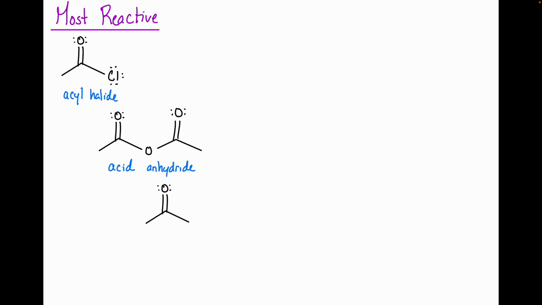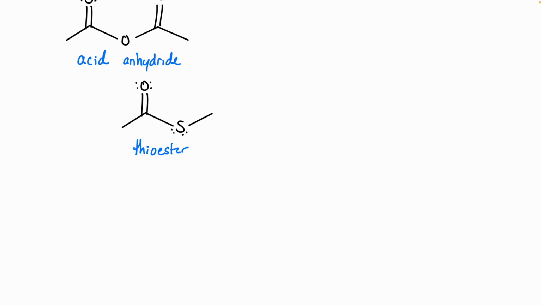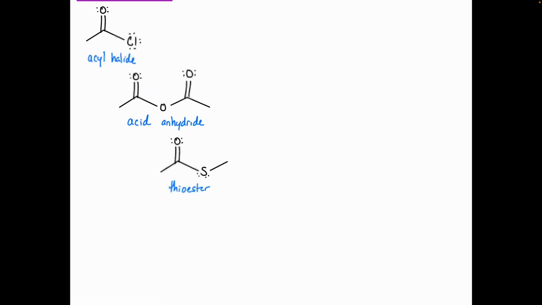Okay. The other one is going to be a new one. This is like an ester, but if instead of having an oxygen, I had a sulfur, this is what we call a thioester. All right, our thioesters are followed by our normal old esters.